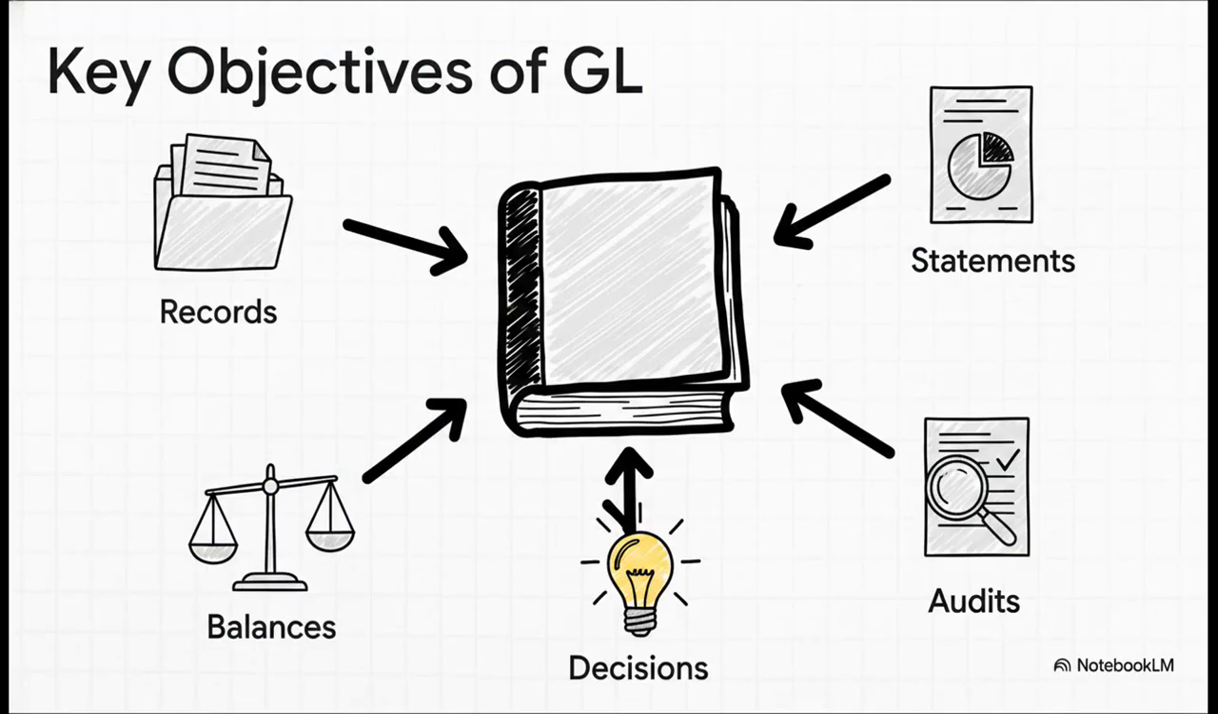So, why do we actually care about having this master record? Rapid fire, here are the 5 key objectives you absolutely must know. First, it gives you a complete financial record all in one place. Second, and this is a big one, preparation of financial statements. You literally cannot build a trial balance, a P&L, or a balance sheet without a reliable GL, period.